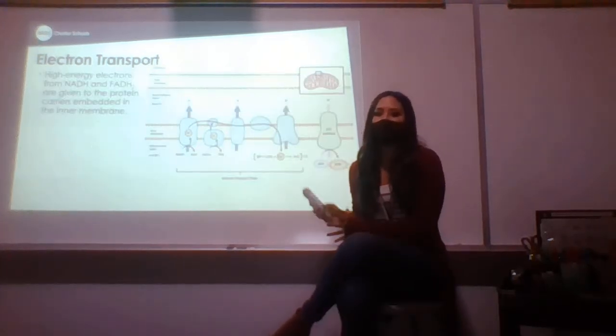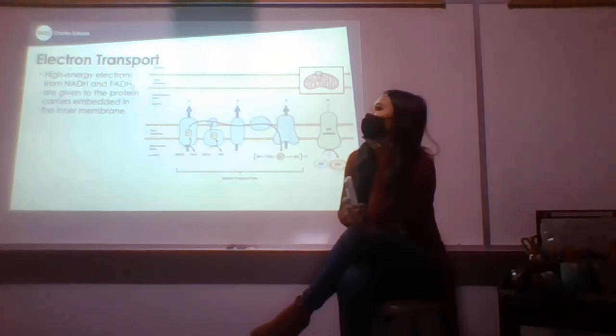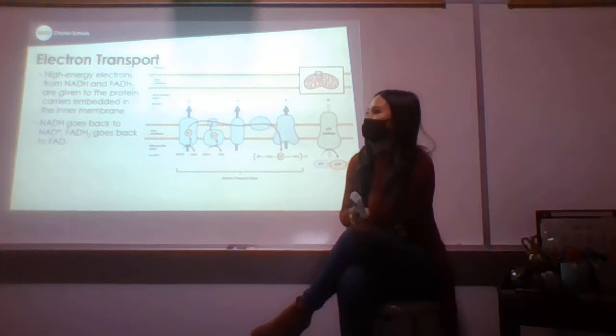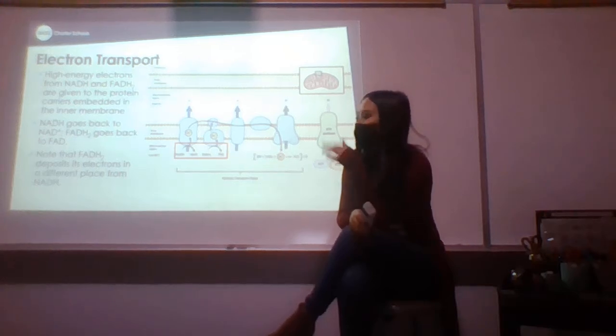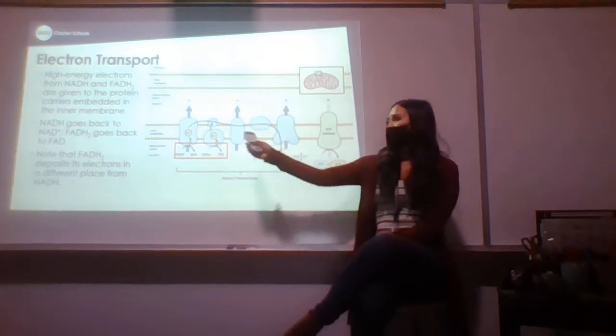Okay, so high energy electrons from NADH and FADH2 are given to the protein carriers that are embedded in the inner membrane. NADH goes back to NAD+, and FADH2 goes back to FAD. So the difference between these two molecules, NADH and FADH2, is that they will go to different carrier proteins in the membrane. So that's why they're different, because they're going to go to a different place, where they're going to give their electrons to a different protein in the membrane.